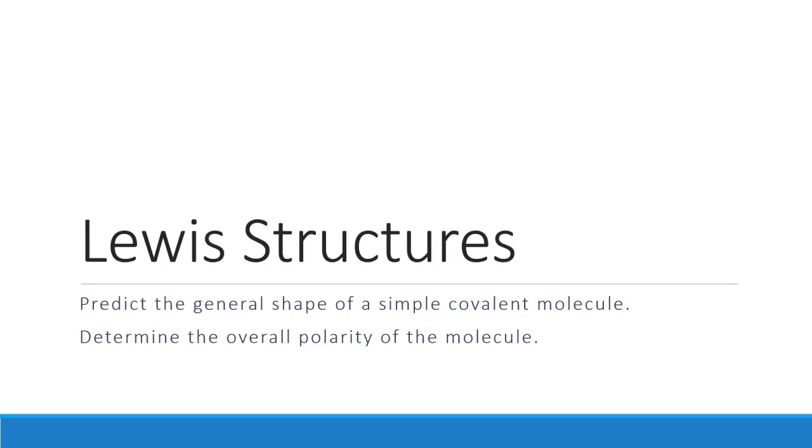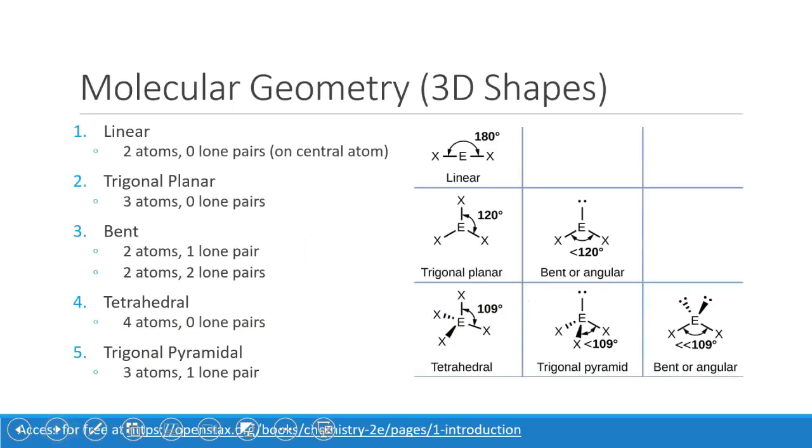So the purpose of this video is to go through the general shapes and polarity of some simple molecules. Okay, so when we look at molecular geometries, all we're talking about are the three-dimensional shapes of the molecules that we have been drawing Lewis structures for. And for the purposes of this class, you only need to learn 5 of them.